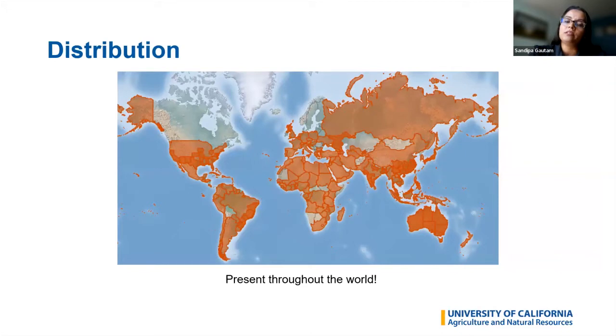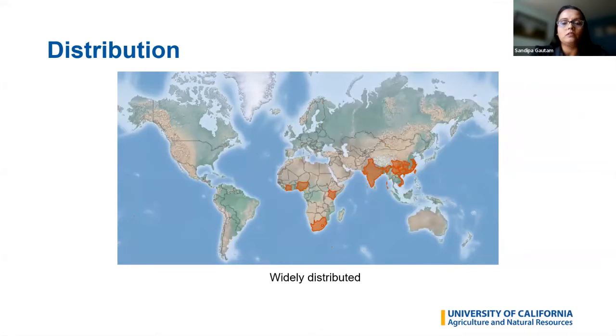When it comes to distribution, citrus mealybug has been reported to be present pretty much throughout the world. It's a cosmopolitan pest, but it's widely distributed and is an economic pest in certain crops like bananas, citrus, pomegranates, pineapples, in some countries in Africa and Southeast Asia, where they are reported as an economic pest, and also in citrus. But in the United States, their distribution is pretty localized. It's reported as having localized distribution, especially pertaining to greenhouse infestation.